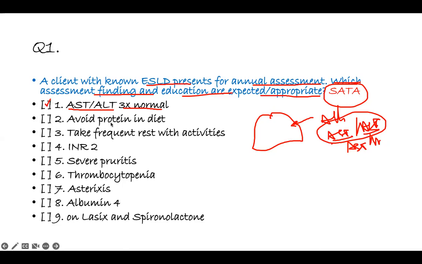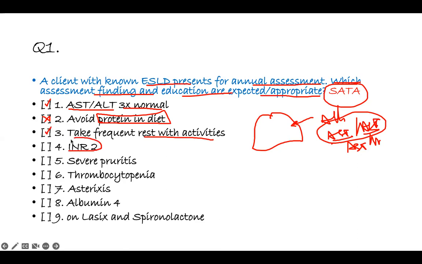Avoid protein in diet. Like I told you, they shouldn't restrict their protein. So this is wrong. Take frequent rest with activities. Yes, they have ascites, they have low energy, they cannot make protein. So frequent rest is good for them.